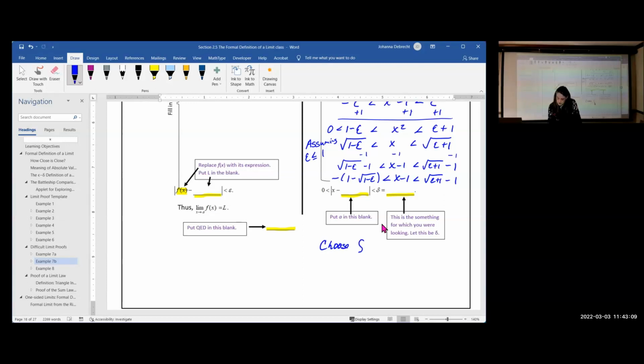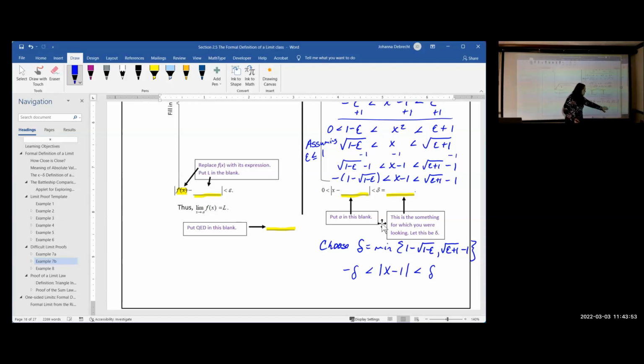So I'm going to choose delta to be the minimum of 1 minus the square root of 1 minus epsilon and the square root of epsilon plus 1 minus 1. I'll choose it to be the smaller of whichever of those is. And then I can write that x minus 1 has to be between negative delta and delta. Since delta is the minimum of each of these, it's actually fitting inside of that inequality. And delta is going to be a strictly positive value because I guaranteed that both of these were positive values.